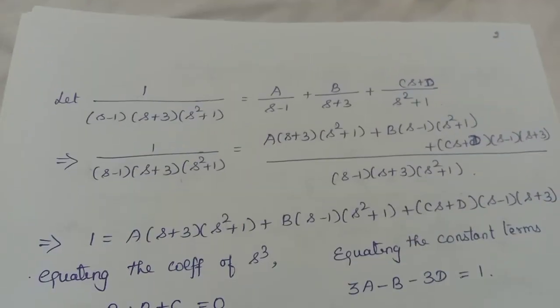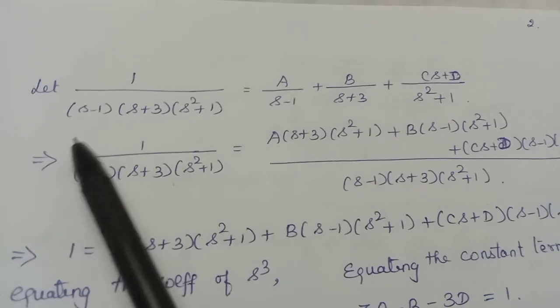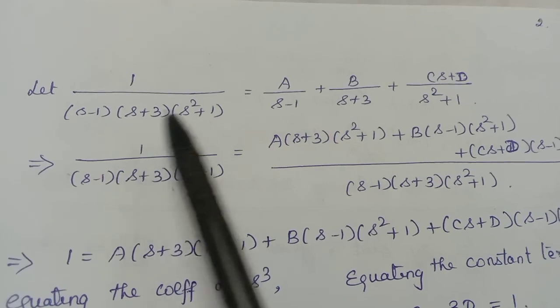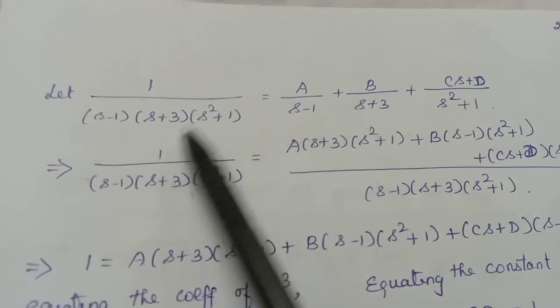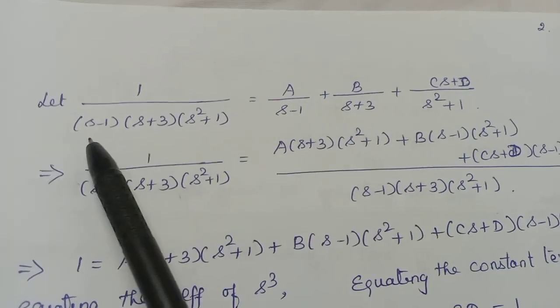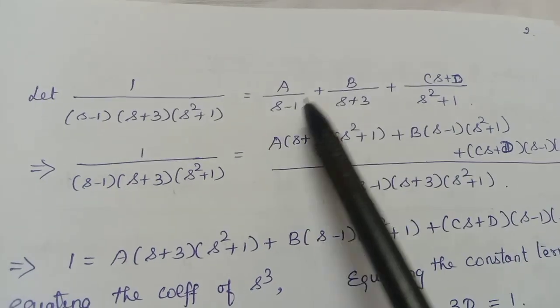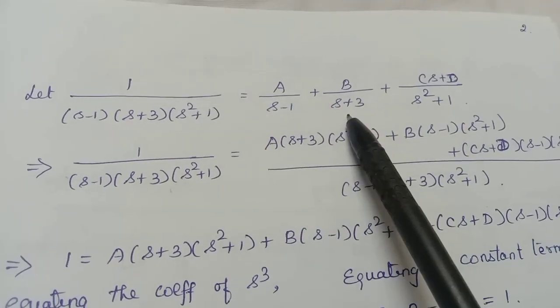So how do you take this? By using partial fractions. These are linear terms, no? So it will be what? A by s minus 1 plus B by s plus 3. For linear factors, you simply take A by s minus 1 plus B by s plus 3.